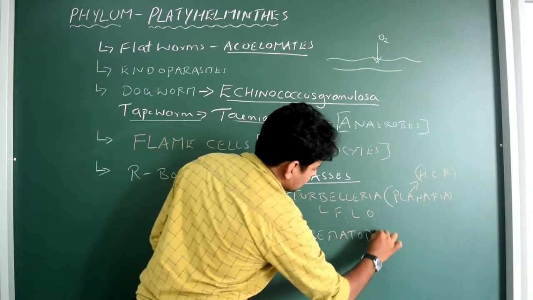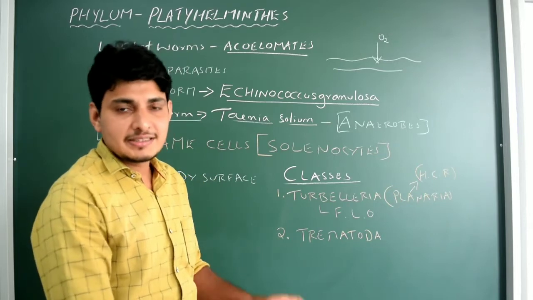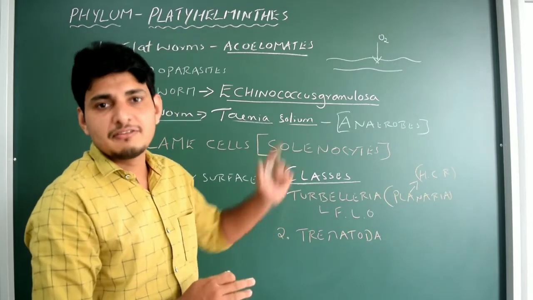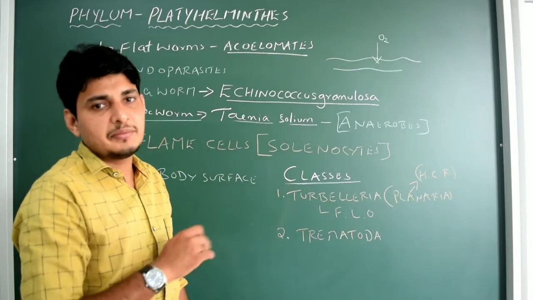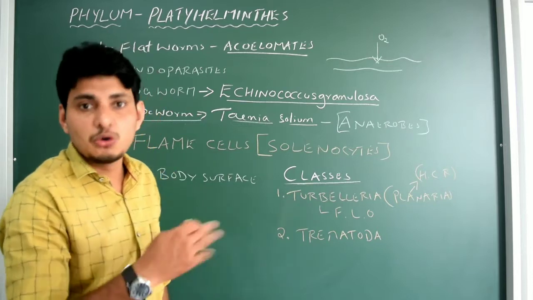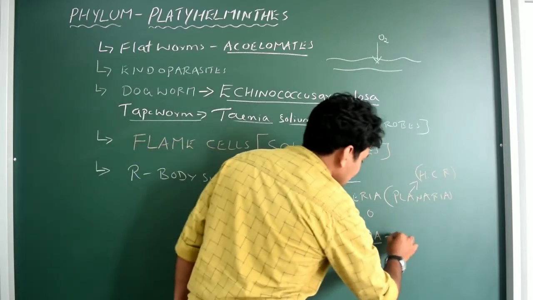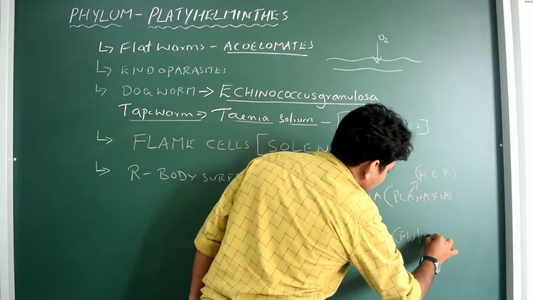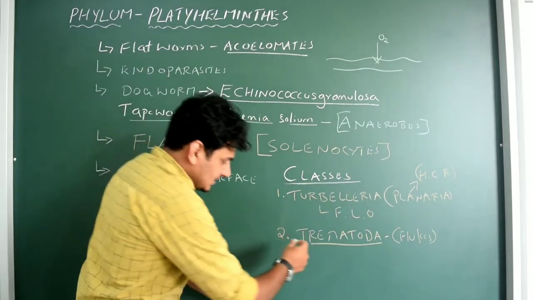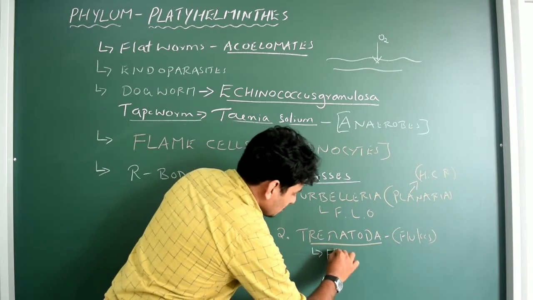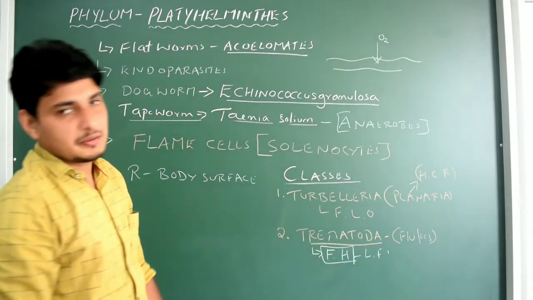Trematoda is the second class. See, Trematoda is nothing but endoparasites. They live inside the organism's body, it could be a different organism's body. So they depend on some other organism's nutrition. So they damage the internal organs of the host organism. So they all belong to Trematoda. Example for Trematoda, that is all flukes. All flukes belong to Trematoda. A very good example is Fasciola hepatica. Liver fluke is a very good example for Trematoda.